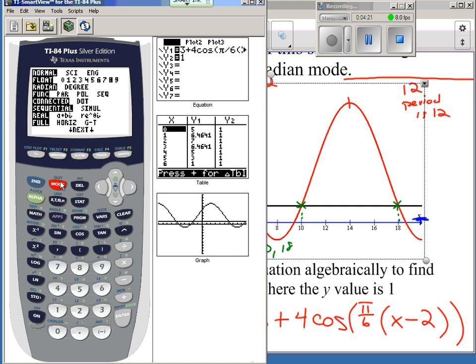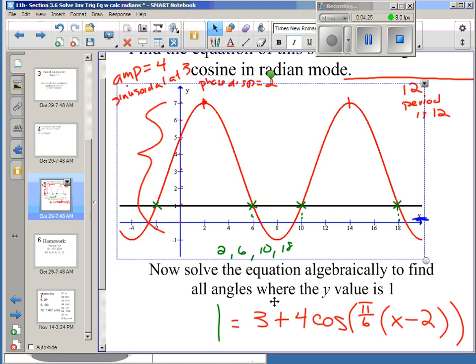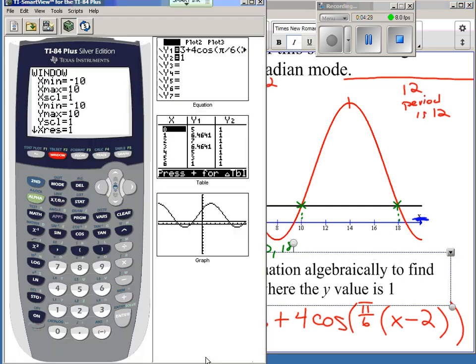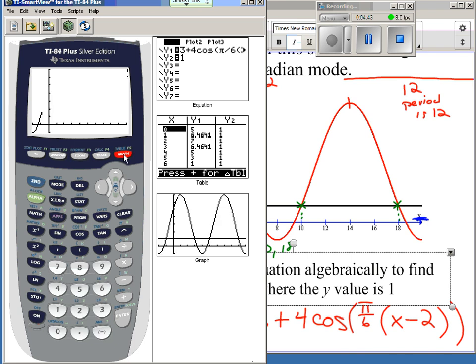Here I have a graph. I'm actually going to make my window look like the window I have over here. So I'm going from -4 to about 20, going up by 2, and -1 to 7. And that would be going up by 1. So there's the graph. That should look very much like what I have over there.